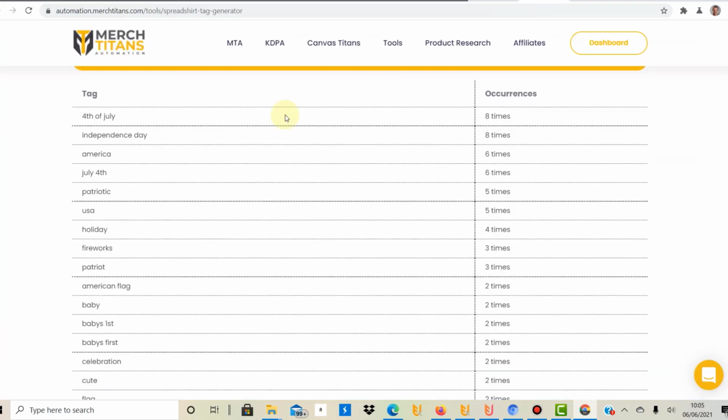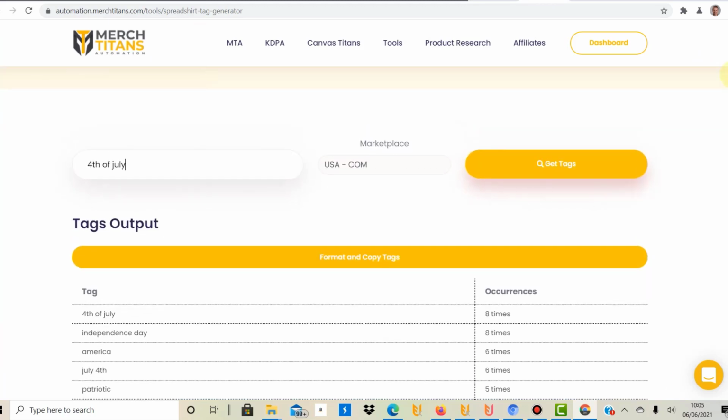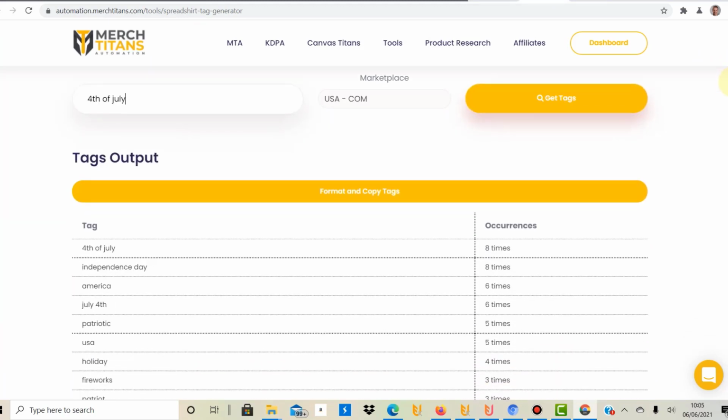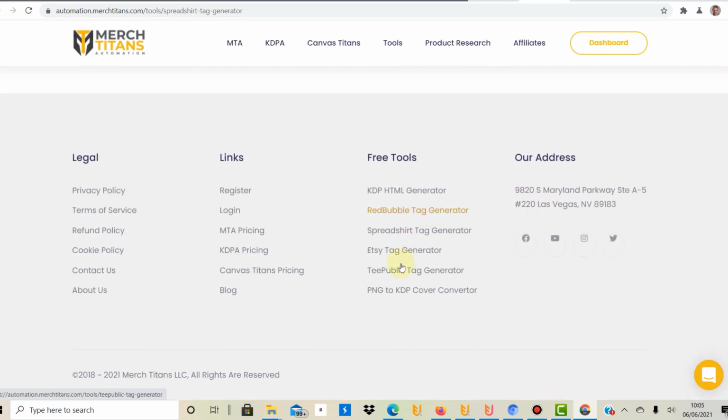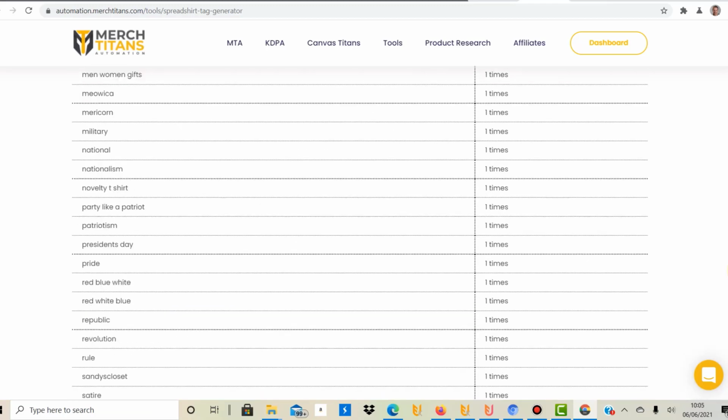There's also a free keyword generator you can find on Merch Titans, and you can find the links in the description. On Merch Titans, they don't specifically have a Zazzle keyword generator, but they have Redbubble, Spreadshirt, Etsy, TeePublic, and even KDP. Well, that's HTML generator, no. But they've got Redbubble, Spreadshirt, Etsy, and TeePublic, and they are all free keyword generators.